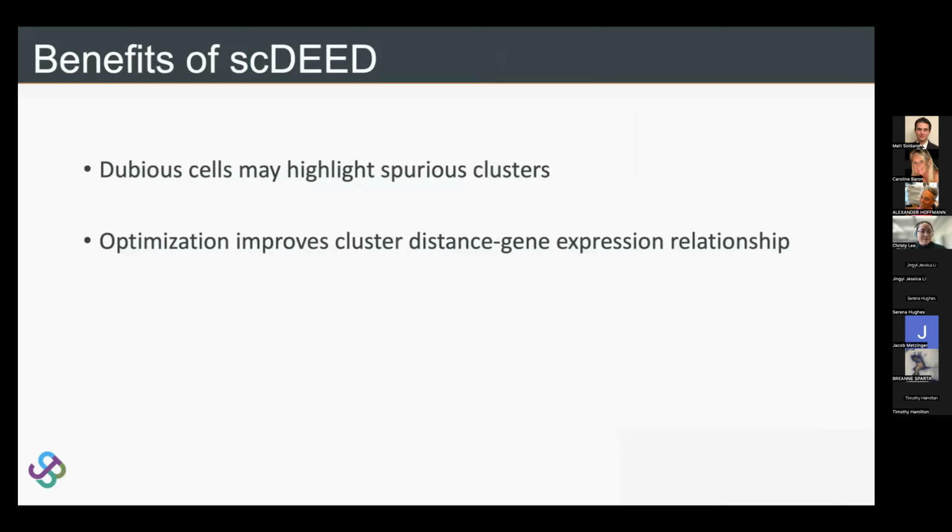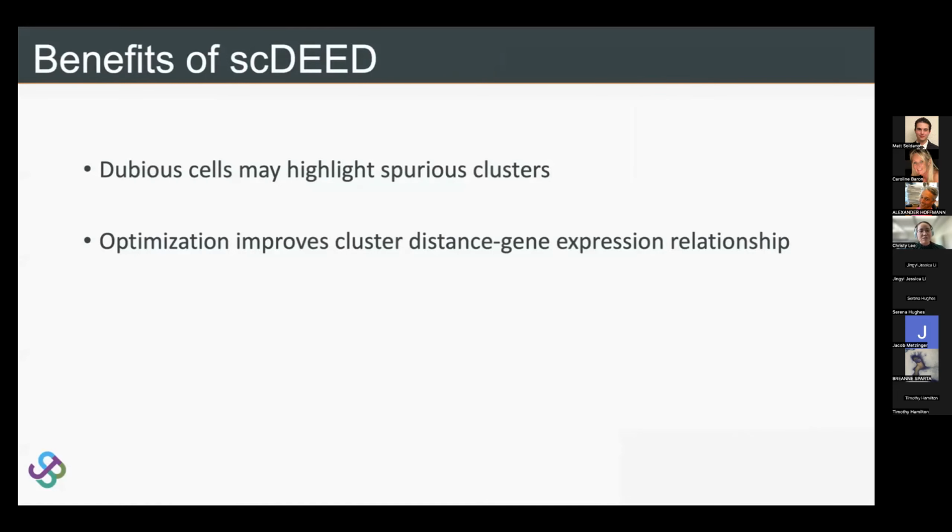So far, the benefits of scDEED include that the dubious cells can highlight spurious clusters, and also that optimization can improve the cluster distance and gene expression relationship, where distances between clusters should correspond to differences in gene expression.